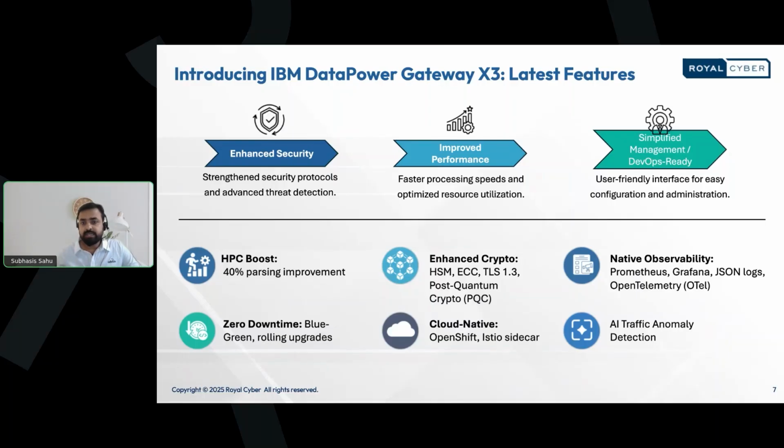Enhanced crypto. As we can see, security is the essence of any application that is exposed on the internet. Native observability, zero downtime, cloud native, be it in OpenShift or integration with Istio. DataPower can also run as a sidecar along with its deployments. AI traffic anomaly detection. The advent of AI along with integration with DataPower has opened up wide possibilities. Any traffic detection, any difference in patterns, or latencies are easily captured and monitored by DataPower.